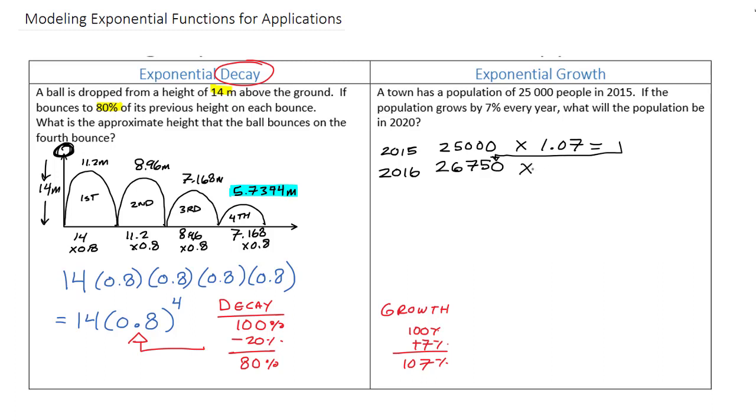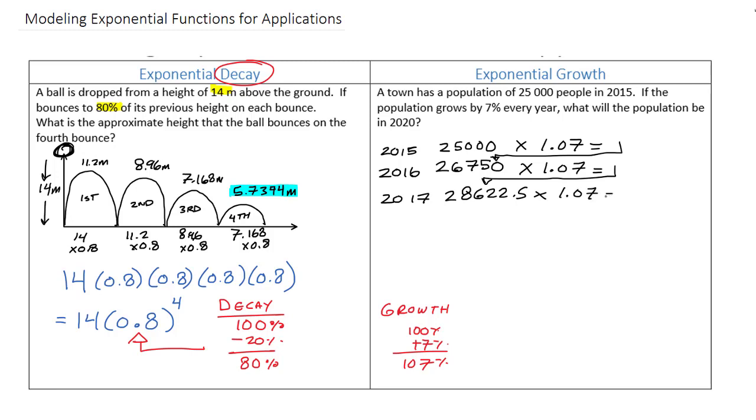Well, we could do that again. Times that by 1.07 to find the amount of people in 2017. And if I do that, I end up getting 28,622.5. And that's what I got from equals to that, and then so on and so forth.